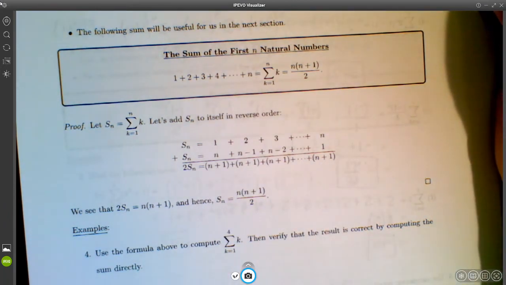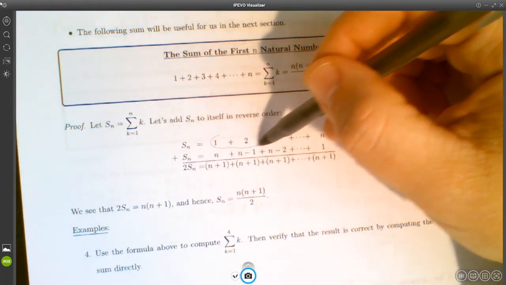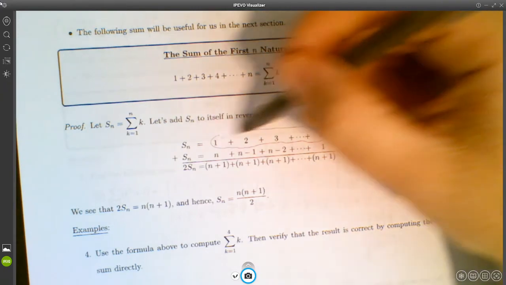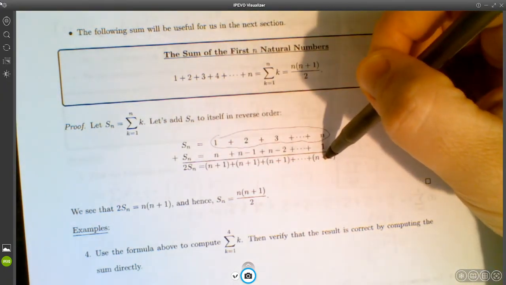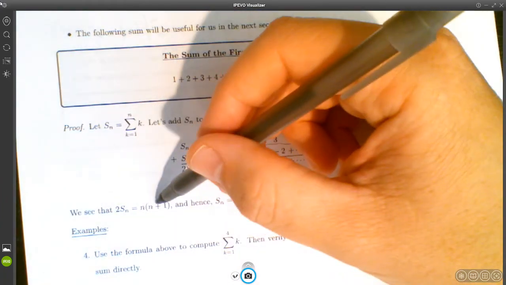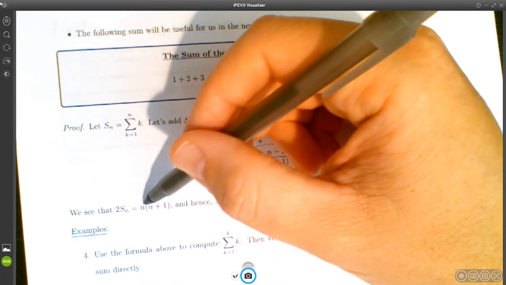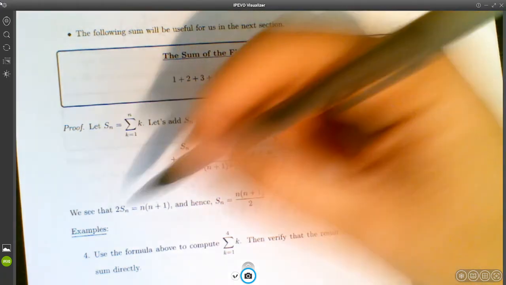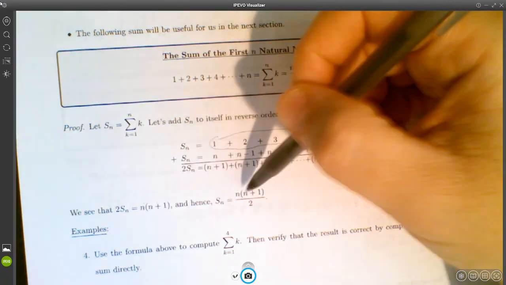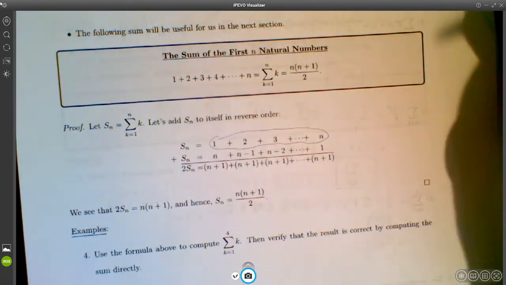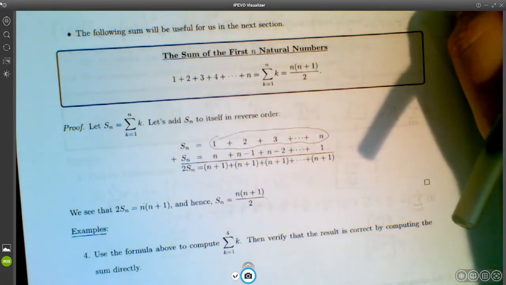Well, how many times are you adding it to itself? There were n numbers on the list, so you're adding n plus 1 to itself n times. In other words, that's just n times n plus 1. So 2 times the sum we're looking for is n times n plus 1. If that's true, then you can just divide through by 2. The sum itself is going to be n times n plus 1 divided by 2. And that's all there is to it.